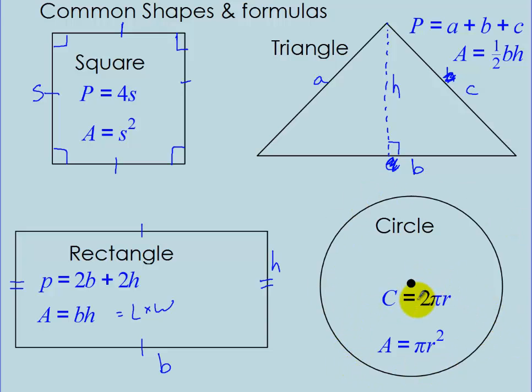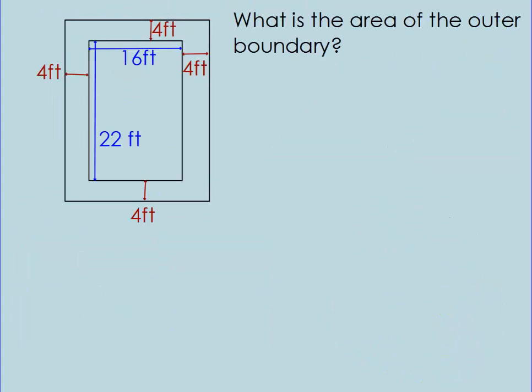The circle, so this point's in the center. The circumference of a circle, this is the perimeter, also called the circumference, is 2 times pi times the radius. What's the radius? It's the length from the center to an edge, and we'll call that r. So 2 pi r. Now, you could also call this pi times the diameter, where the diameter is 2 radii. The area of the circle is pi r squared. So there you go.